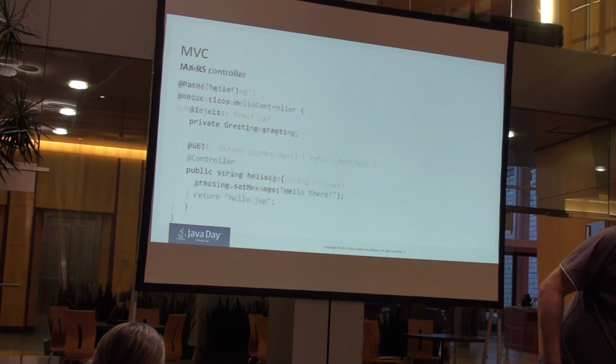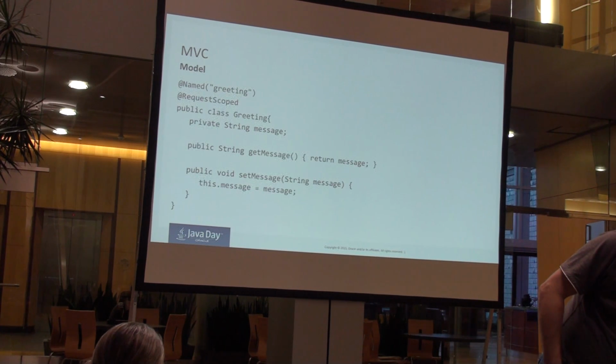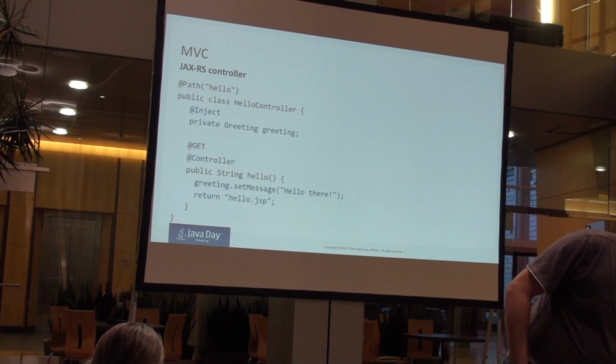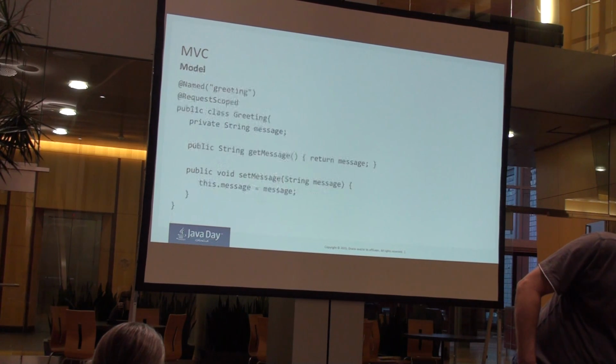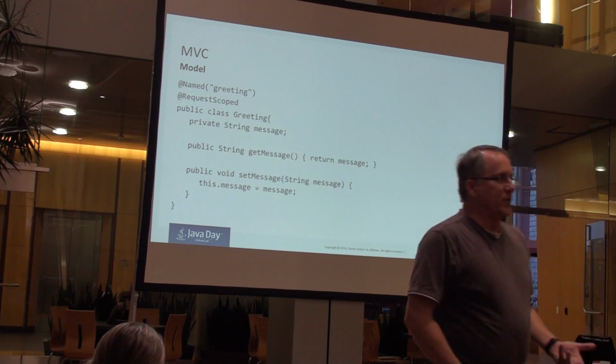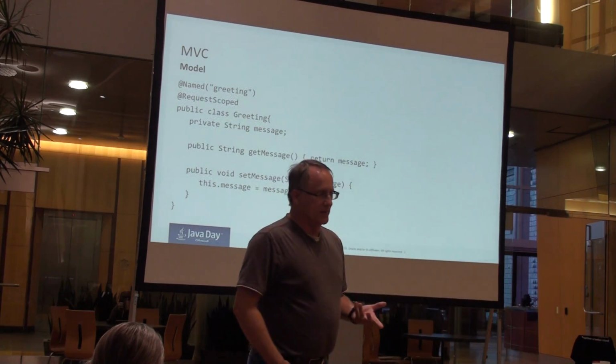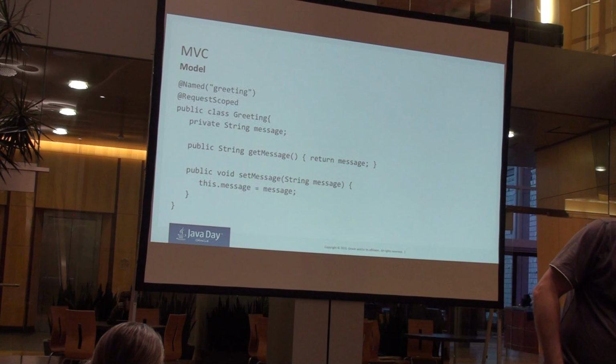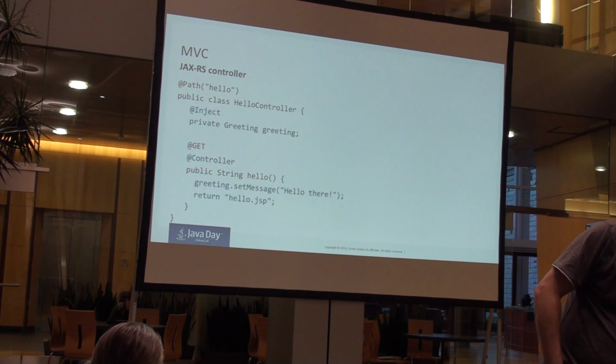I don't know if you saw, but we actually injected the model, which in this case is a greeting. This is the greeting class, which is basically get message and set message, get the greeting and set the greeting. You'll see that it's annotated with @Named, which means that this can be accessed from JSP and JSF. It's request scoped, the CDI request scope.